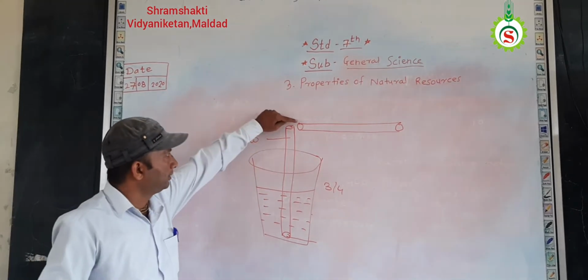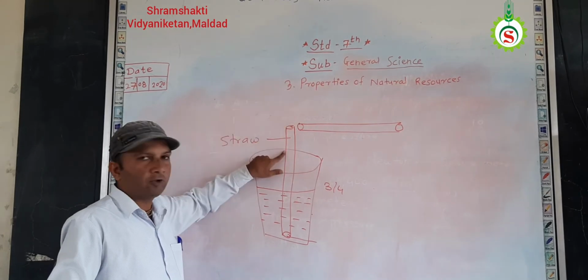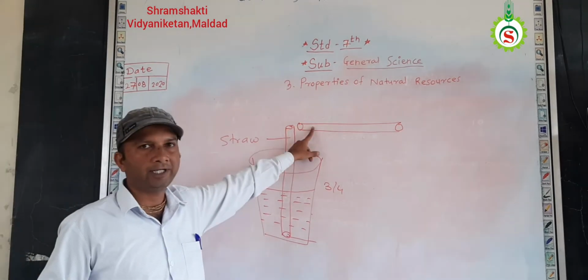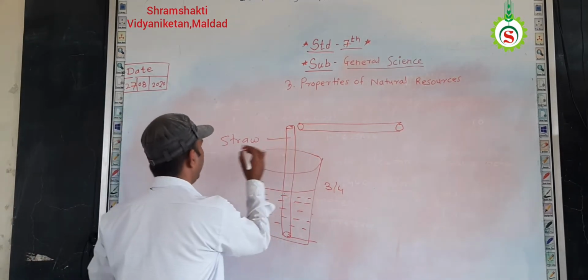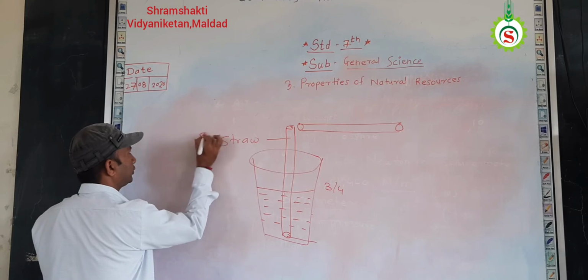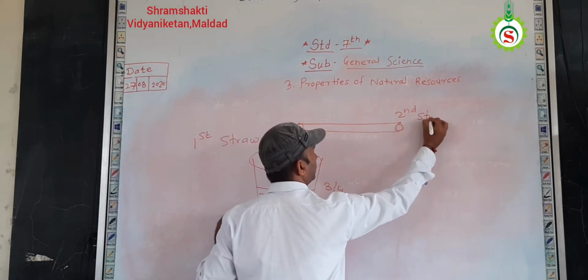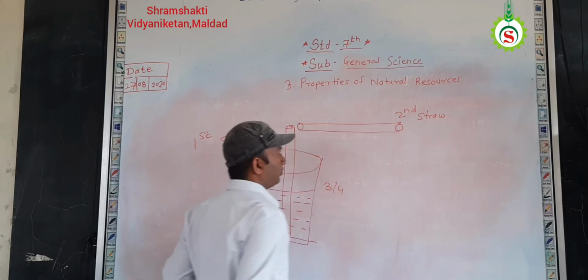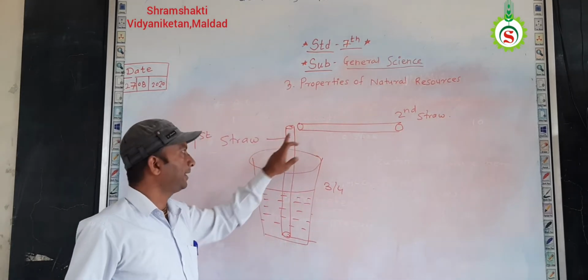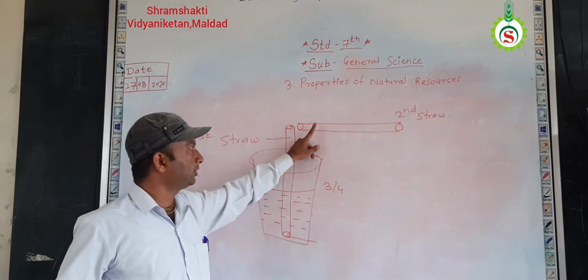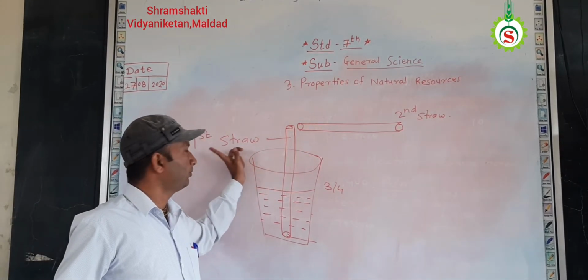Now this straw is perpendicular to the second straw. So this is the meaning of the perpendicular condition. For example, this is the first straw and this is the second straw. So we say that the second straw is perpendicular to the first straw. This is the perpendicular position of the second straw with respect to the first straw.